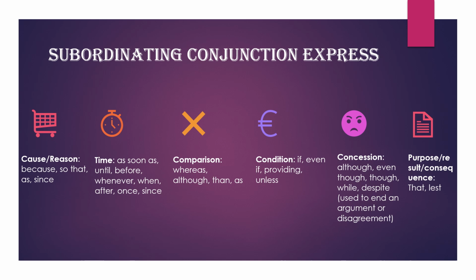Let us see what kind of things are joined using subordinating conjunctions. These subordinating conjunctions, what meaning do they express? They may express cause or reason. For expressing cause and reason, we may use words like because, so that, as, since, etc. To express time, we can use as soon as, until, before, whenever, when, after, once, and since. Now, if you can see, since can be used both for expressing reason and for expressing time.